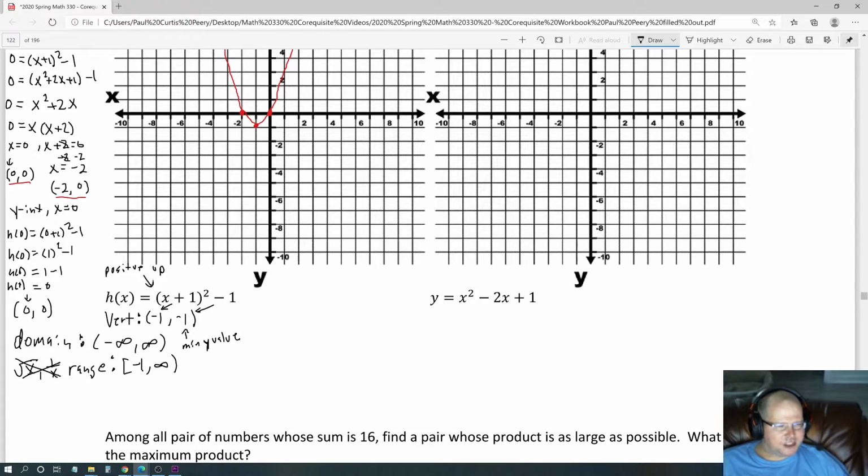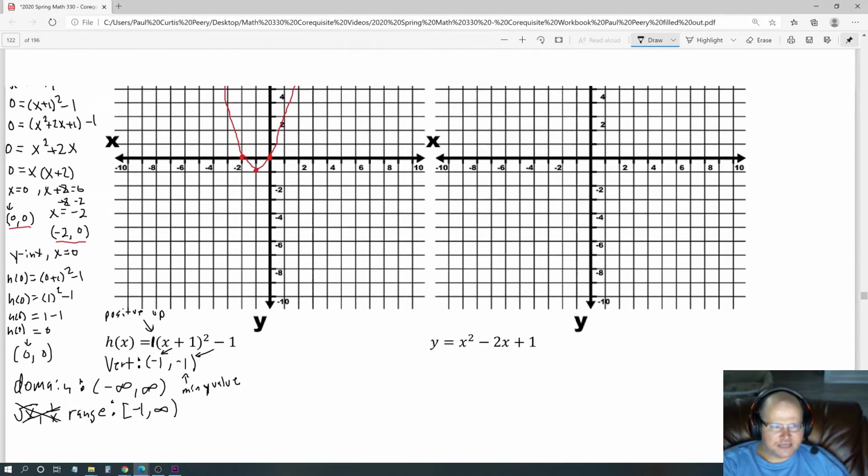Now, the leading coefficient here has an understood or implied 1 there, positive 1. If it had been negative, it would be facing down, and the y value of the vertex would have been the maximum value of the range. But in this case, it's positive, it's facing up, so we have a minimum value, and then it goes up to positive infinity. If it is negative, it would have a maximum value and go down to negative infinity. Now, that's one way of doing it.